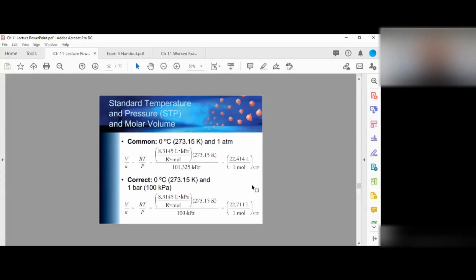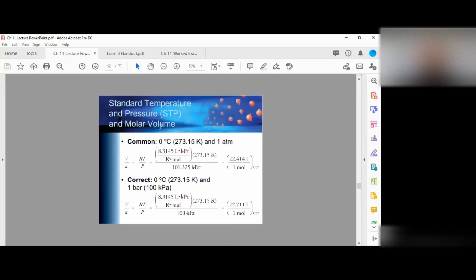So once again, molar volume means 1 mole of any gaseous compound at STP condition will occupy a space that is the molar volume, which is 22.414 liter, the common value, or the more correct value, which is 22.711 liter. Which of the two are you required to know? You're not going to get both of them in the same multiple choice question. You will see one of them. It depends on the textbook where the question is coming from. You will see one of them being used.